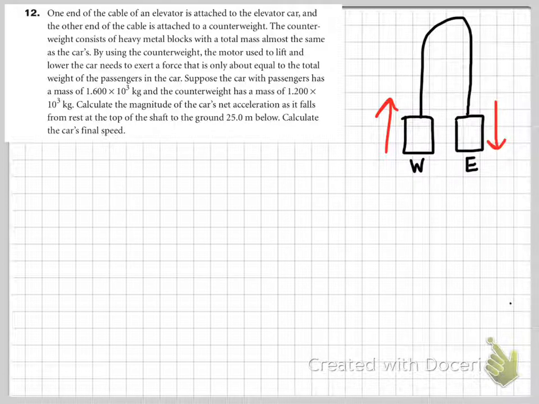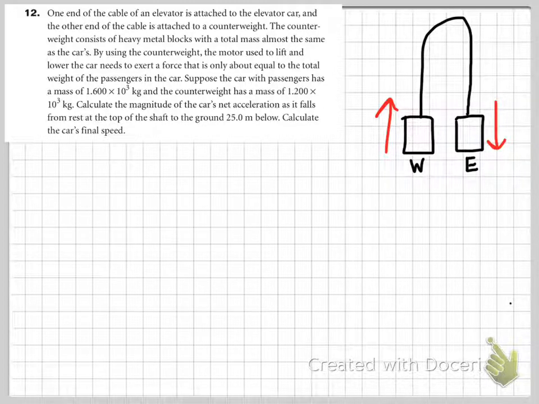So we're told that the elevator with passengers has a mass of 1,600 kilograms and the counterweight has a mass of 1,200 kilograms. We want the magnitude of the car's net acceleration as it falls from rest at the top of the shaft and its final speed, but we'll get to that. So I've drawn the picture here in case you weren't clear on how it would look, and we know that as the elevator falls, the counterweight rises and vice versa.